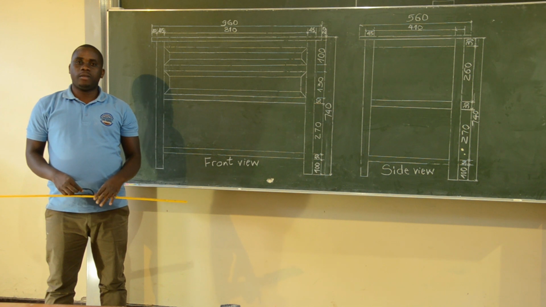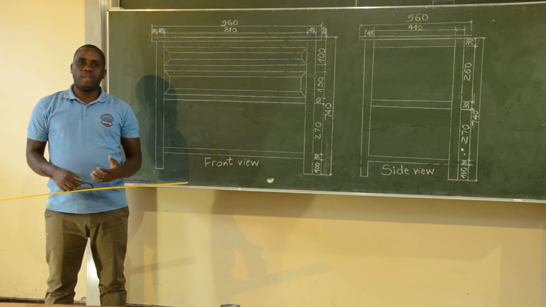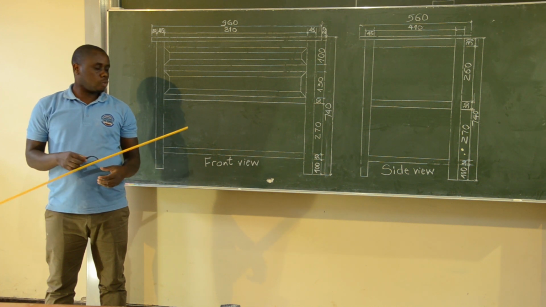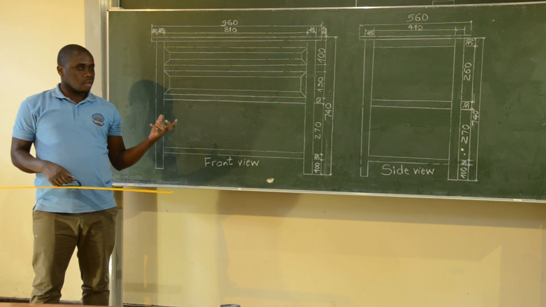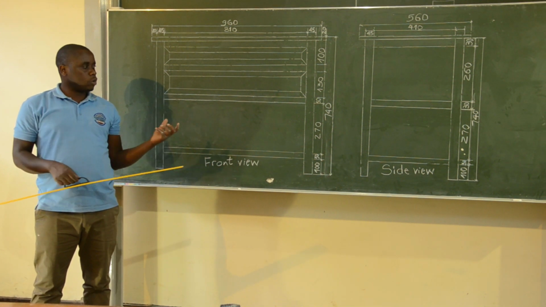The next step is about dimensioning. Dimensioning is the way of putting numbers on drawing so that the one who will use it can know the dimension of each part.